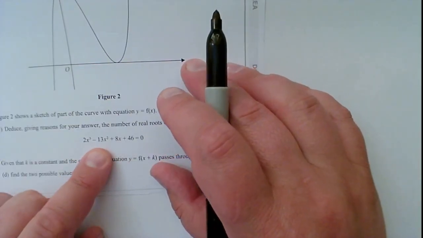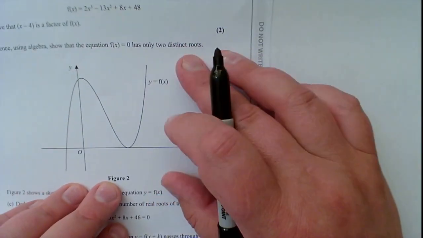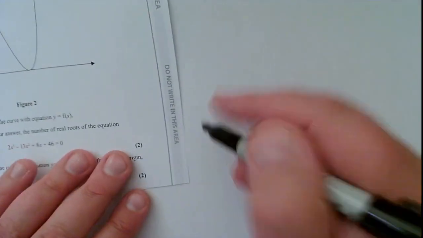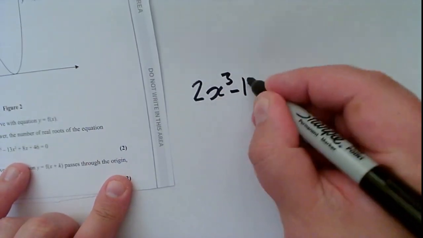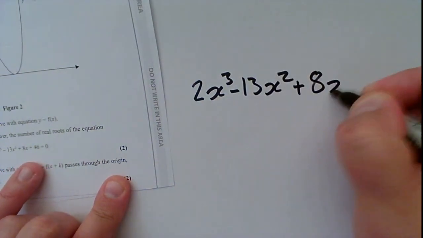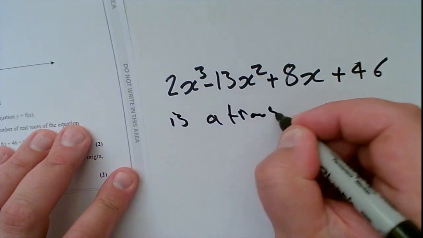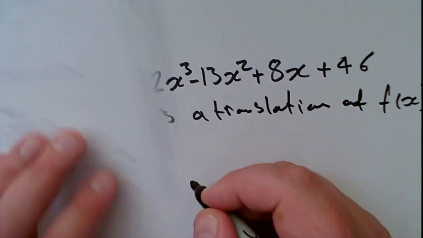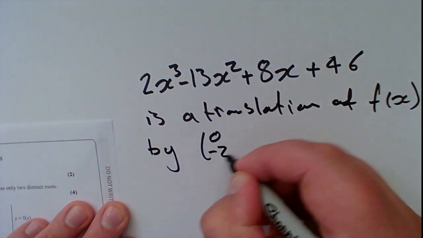So what we ought to say really is that the left-hand side of this equation represents a translation of f of x by going down by 2, which is absolutely fine. So we want to include a number in there. So I'm going to write 2x cubed minus 13x squared plus 8x plus 46 is a translation of f of x. How is it being translated? By, I'll just put, (0, minus 2).